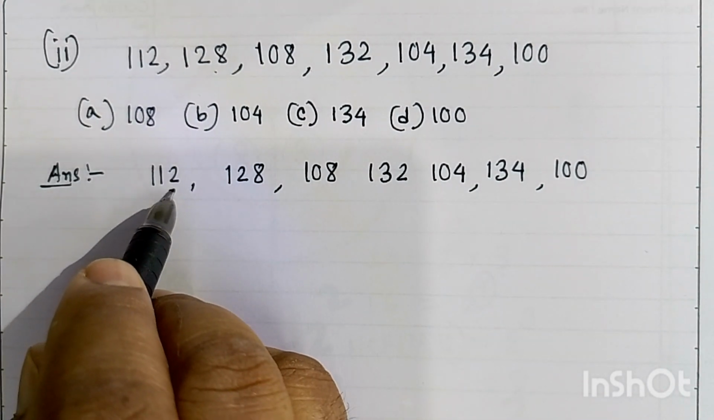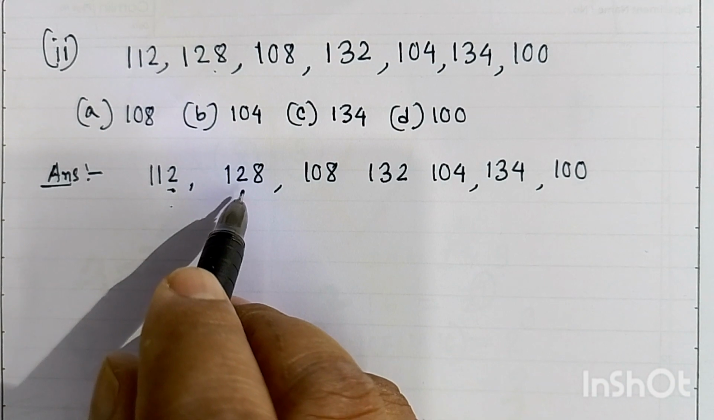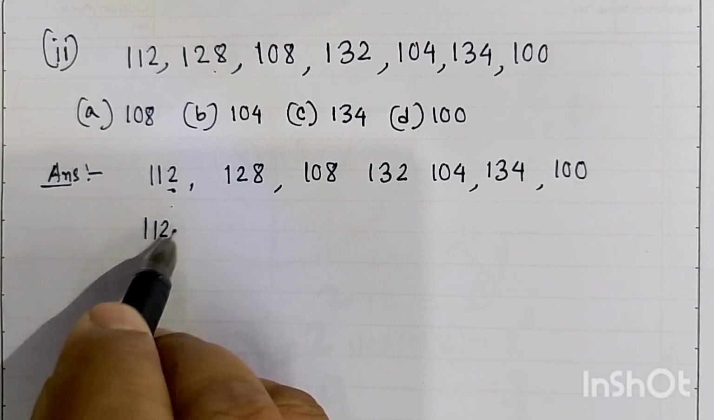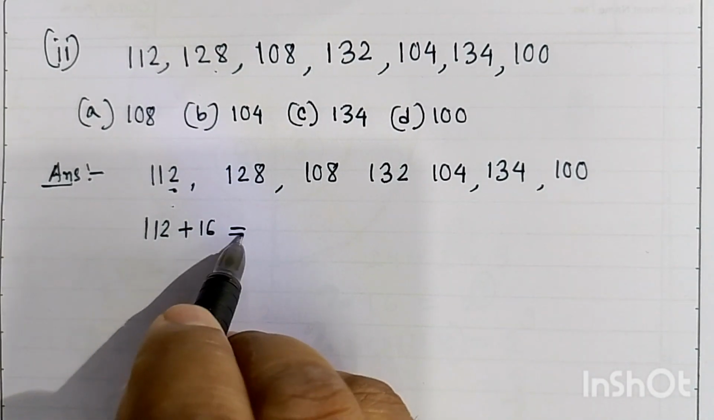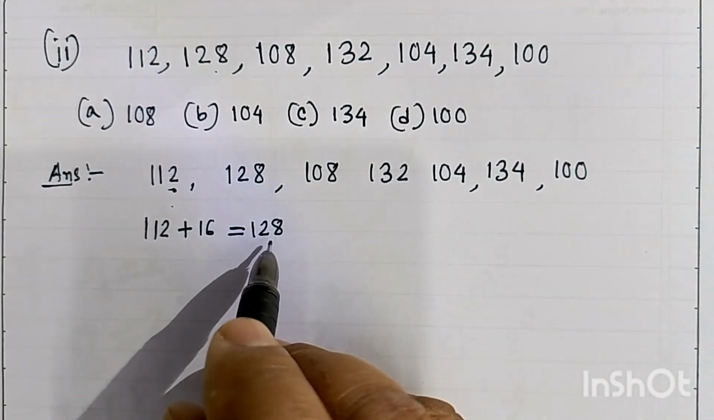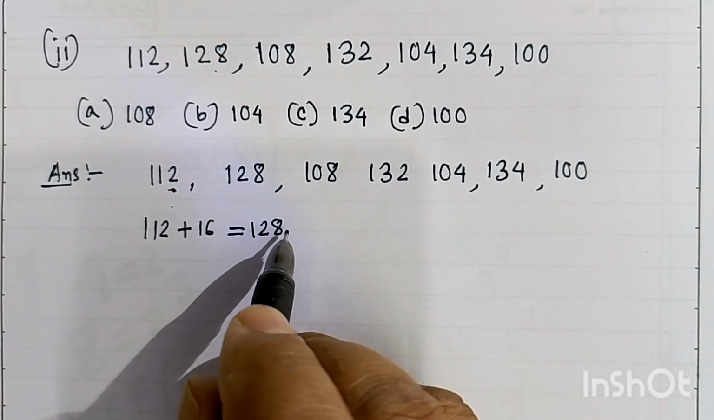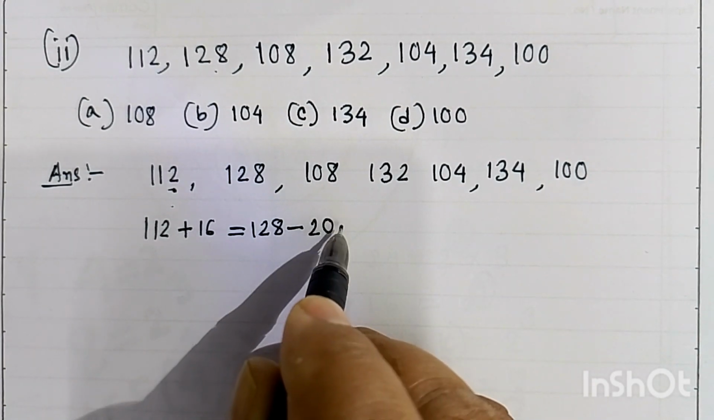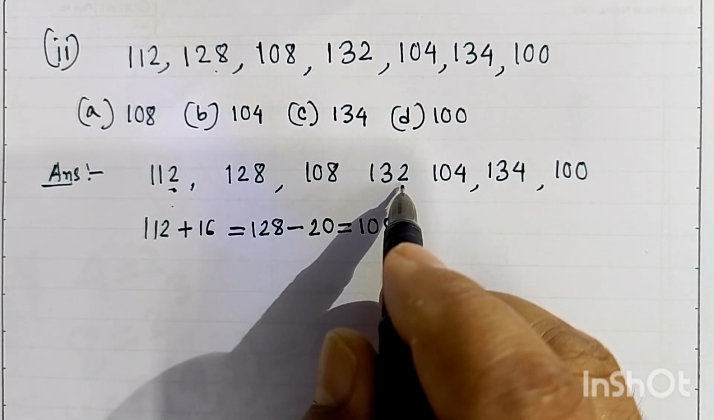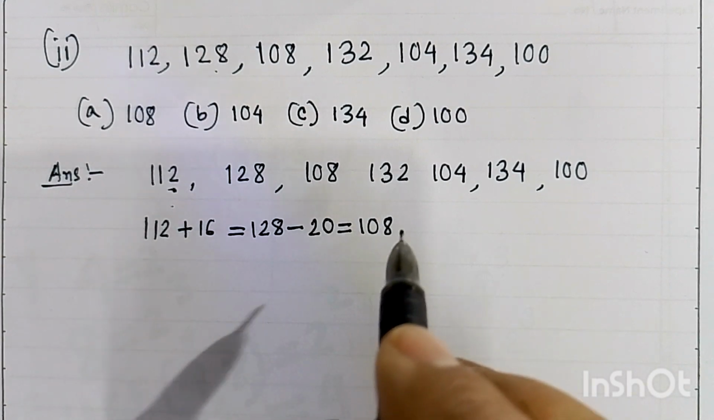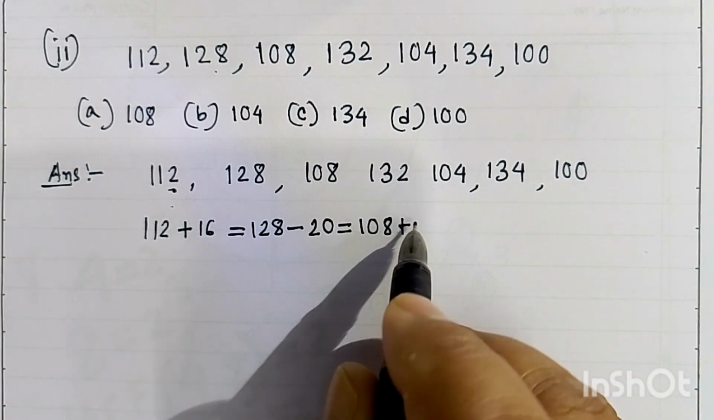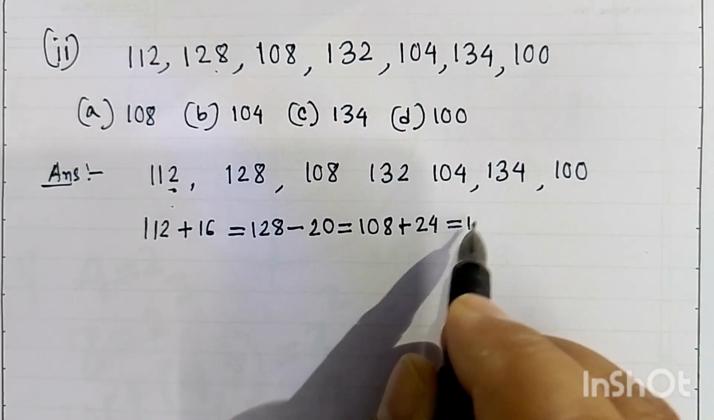Now you see 112. With 112 we add some number to get 128. What do we add? 112 plus 16, then we will get 128. Again, some number will be subtracted from 128 to get 108. That is 20. 128 minus 20 will be 108. Again, to get 132 from 108, we have to add some number. That will be 24. We get 132.